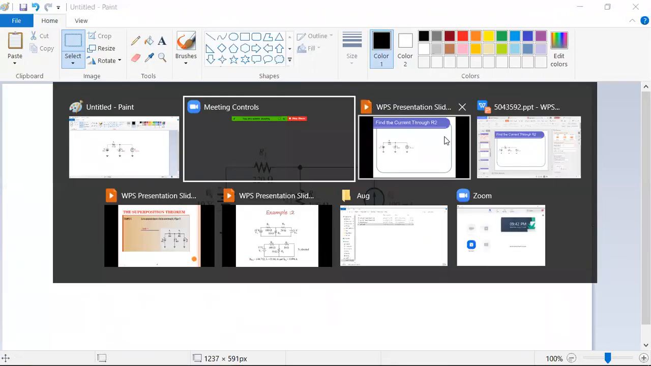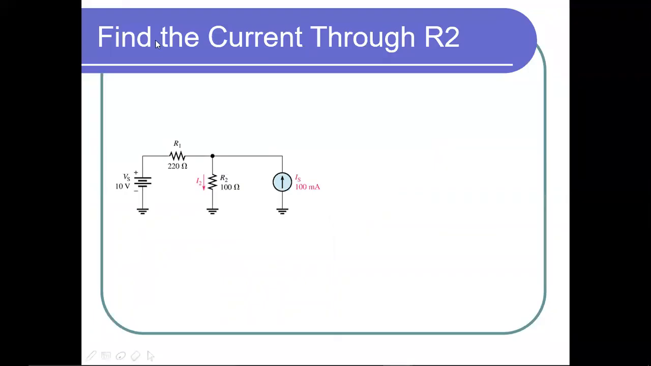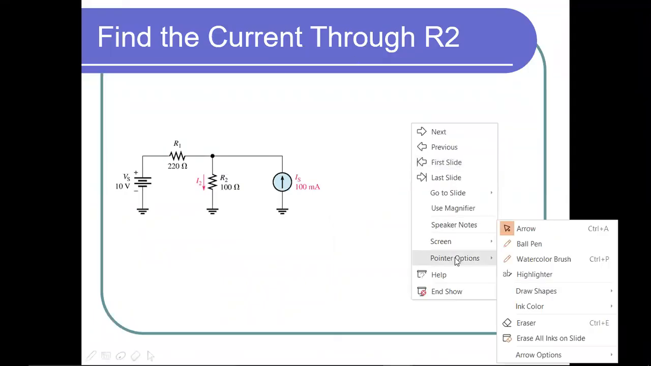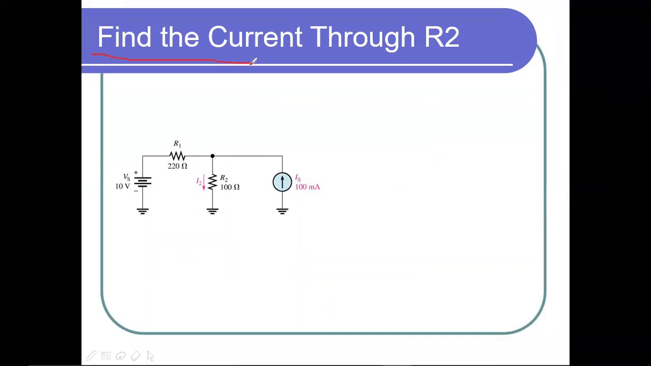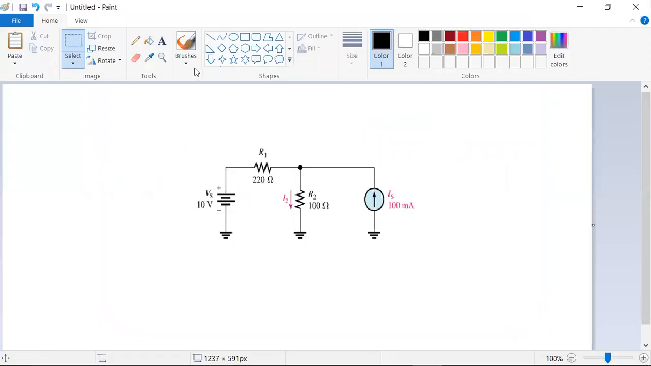The question is, find the current through the R2 resistor. Here this is R2, in the same direction, by using the superposition theorem. With the help of MS Paint, I am going to be solving this problem. Please kindly observe here carefully. For this, I use mixed sources. Here one voltage source, one current source, with the values of 10 volts and 100 milliamps.